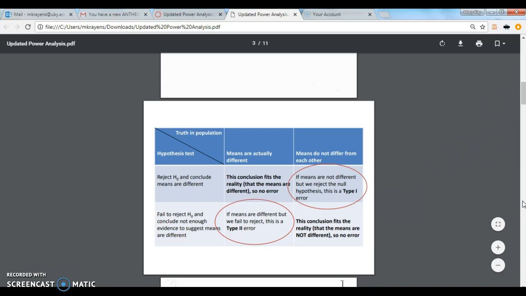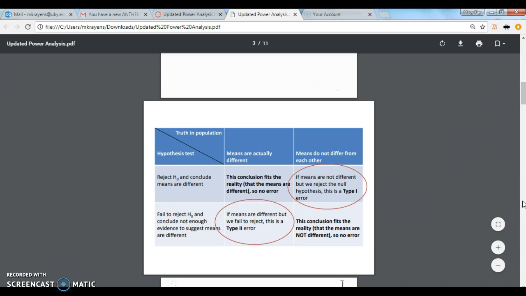So when we're talking about type 1 and type 2 error, we only really care about the other 2 scenarios. That would be if in the population the means are not different from each other, but based on our sample, we reject the null hypothesis and conclude that they're different. That would be the type 1 error, or alpha, that I talked about on the previous page.